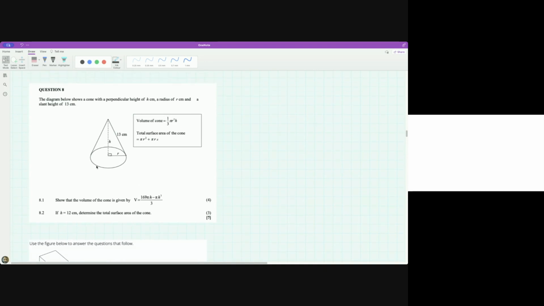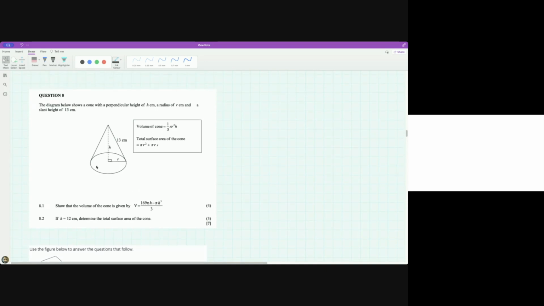Okay, let's go back to this old exam question. It says you are given a cone with a perpendicular height of h centimeters and a radius of r and a slant height of 13. They give you these formulas. Show that the volume of a cone is given by this. Now this looks a bit scary, so we're going to have to get some help here around what to do.